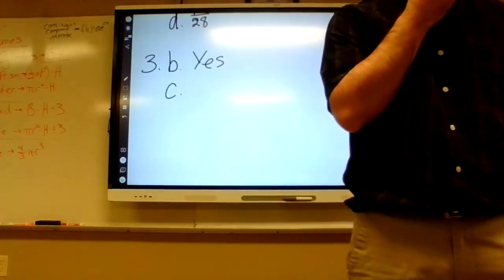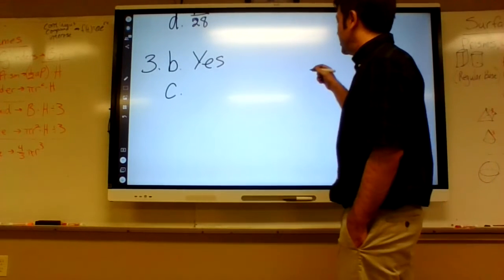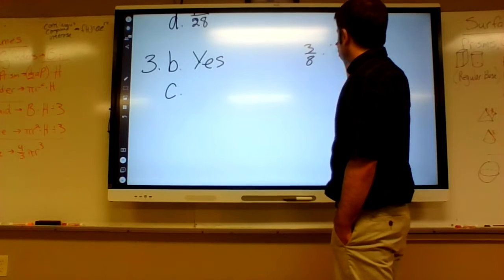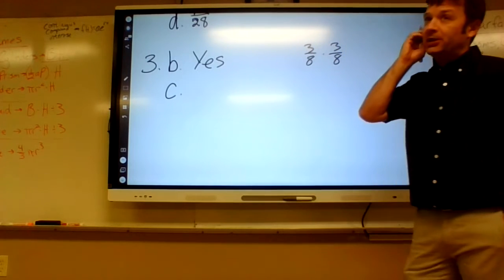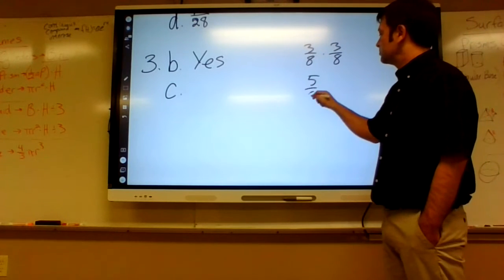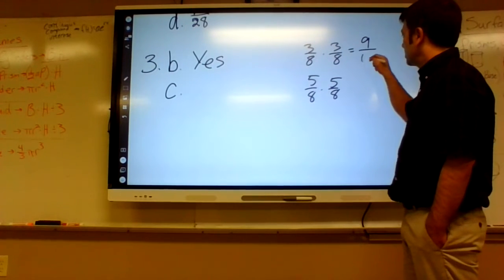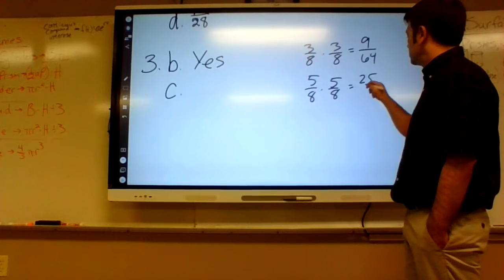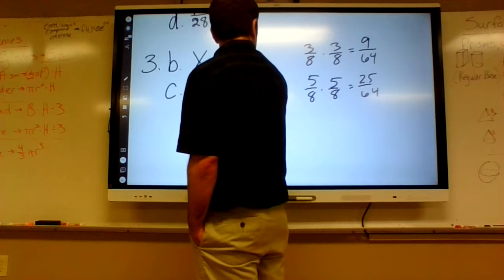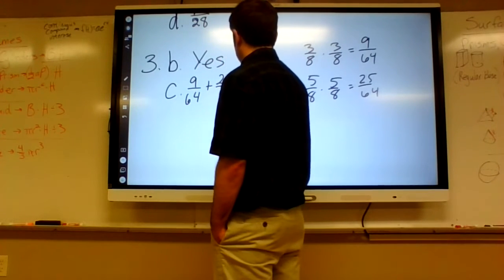C, find the probability that both balls are the same color. We kind of just mentioned it, but what's the odds of drawing red and red? 3/8 times 3/8. What's the probability of drawing a green and a green? 5/8 times 5/8. So what's the probability of drawing either two reds or two greens? You add it together: 34 over 64.